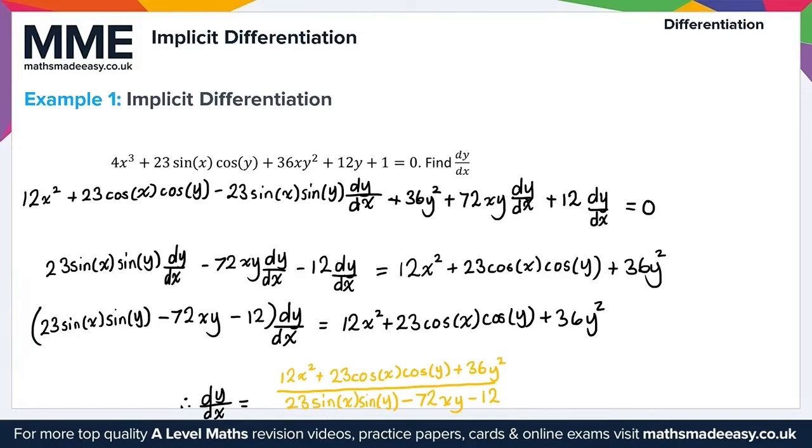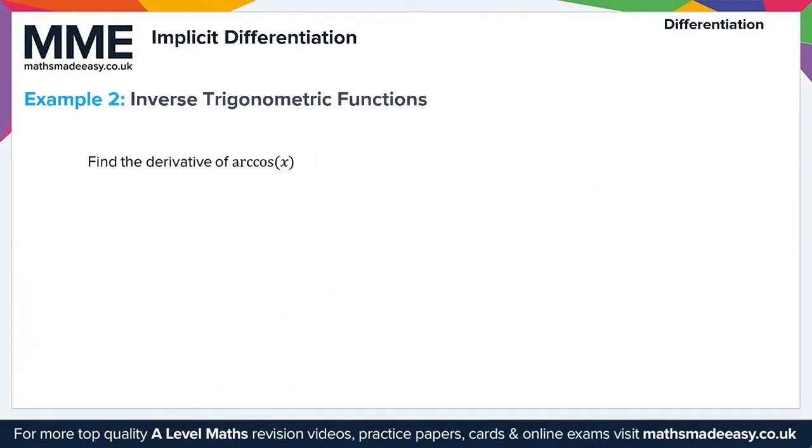Let's take a look then at example 2 for implicit differentiation, which is taking a look at inverse trigonometric functions. Here we're asked to find the derivative of arc cos of x. If we write this as y equals arc cos of x, the first thing I'm going to do here is take cosine of the left hand side and the right hand side of this equation. In that case we'd get cos of y, and this is equal to x. If you take cos of arc cos of x, that would just simply give you x.